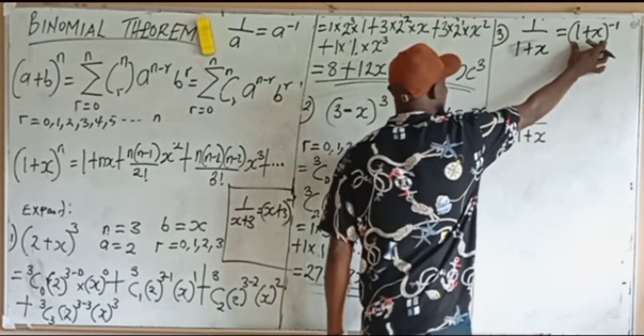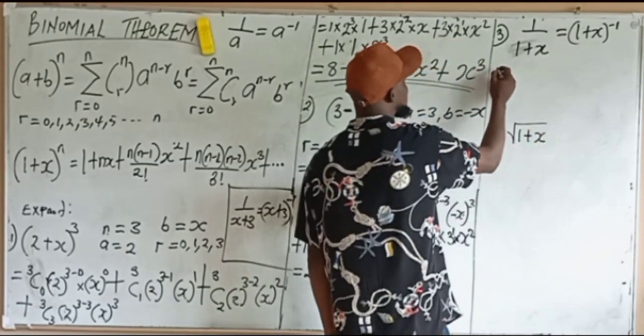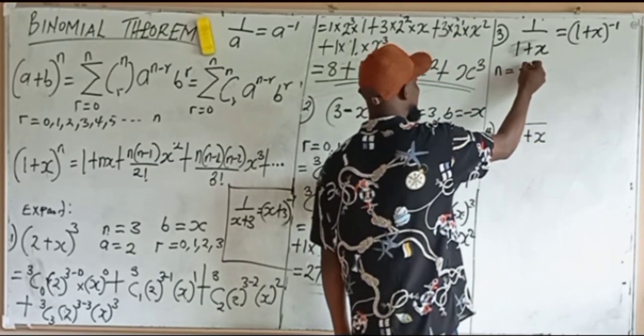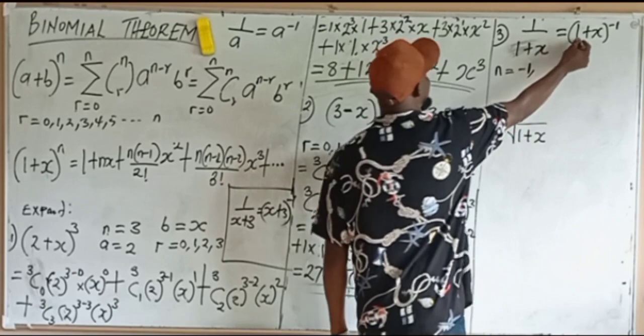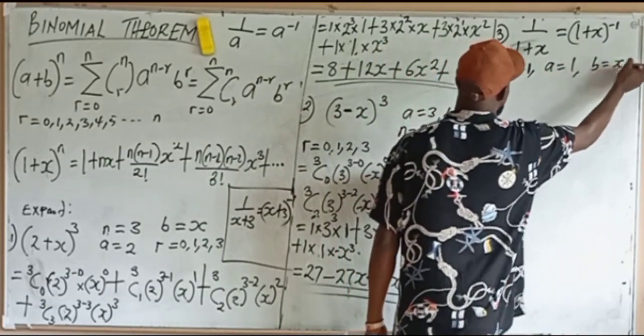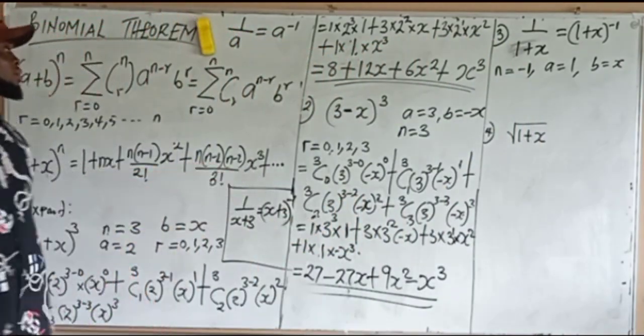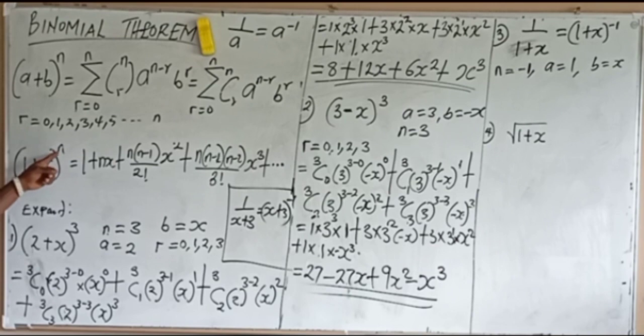Minus 1. So if you look at this now very well, this one did not have the power, this one is having the power. Check the power. The power, which is n, is equal to what? Minus 1. Then the first term here, which is a, is 1. Then the second term b, which is x. So this one satisfies the second formula, which says that if n is a negative number or a fraction, we should use this. And a should be 1.